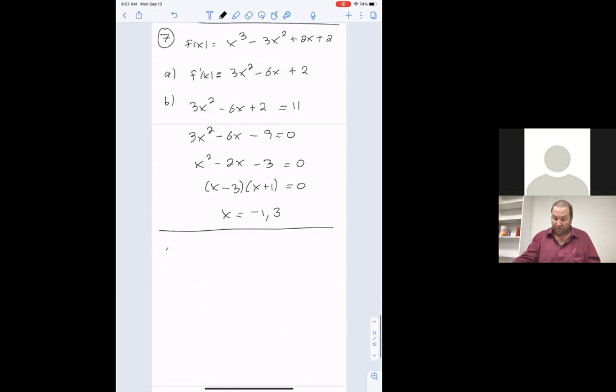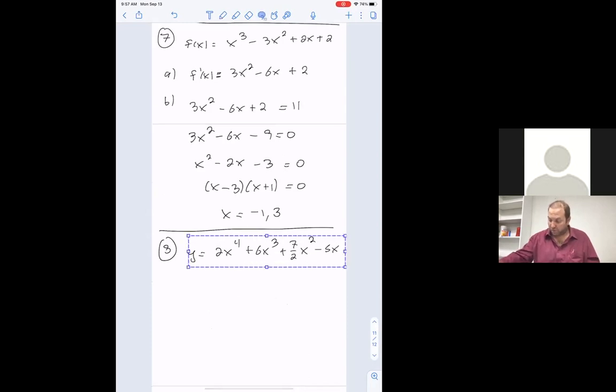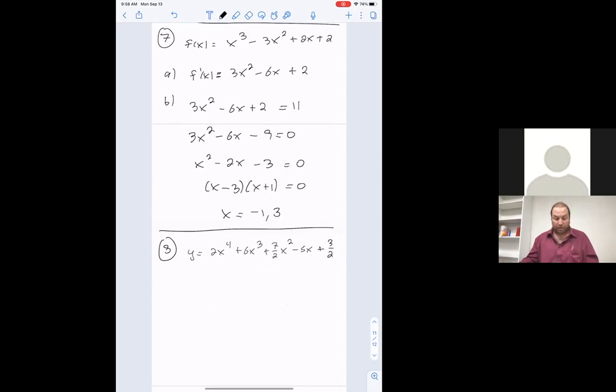And then we have question 8. y equals 2x to the 4th plus 6x cubed plus 7 over 2 x squared minus 5x. Oop, ran out of room. Power of the iPad, make things smaller. Plus 3 over 2. Find the x coordinates of all points on this curve at which the tangent to the curve is parallel to the tangent at -1, 6.